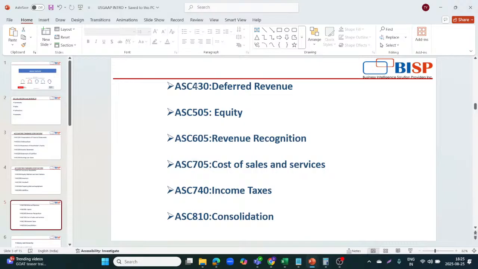Then you have ASC 430, that is deferred revenue. In the standard, we'll see what deferred revenue is, and we'll also see the conditions for unearned revenue, meaning when the revenue is considered to be unearned, or when the revenue will be considered to be earned revenue. So for both, we'll see all the revenue recognition criteria also.